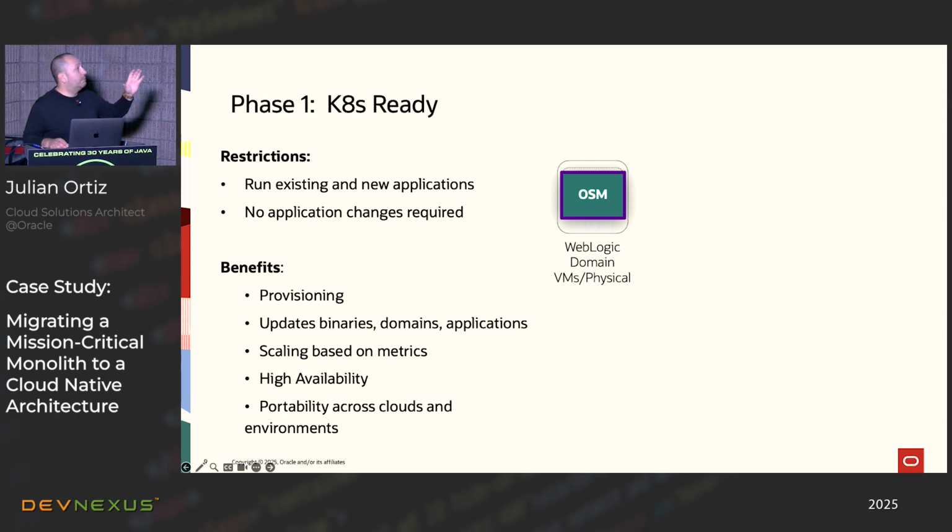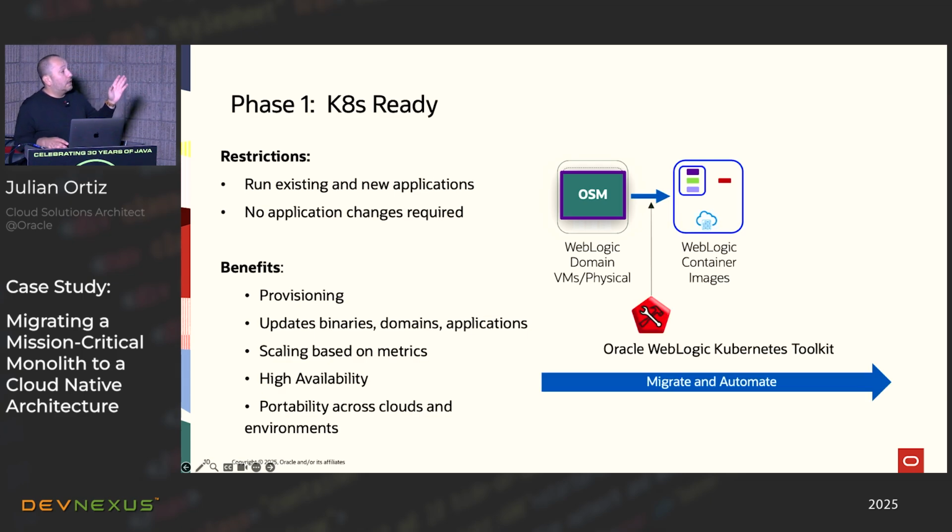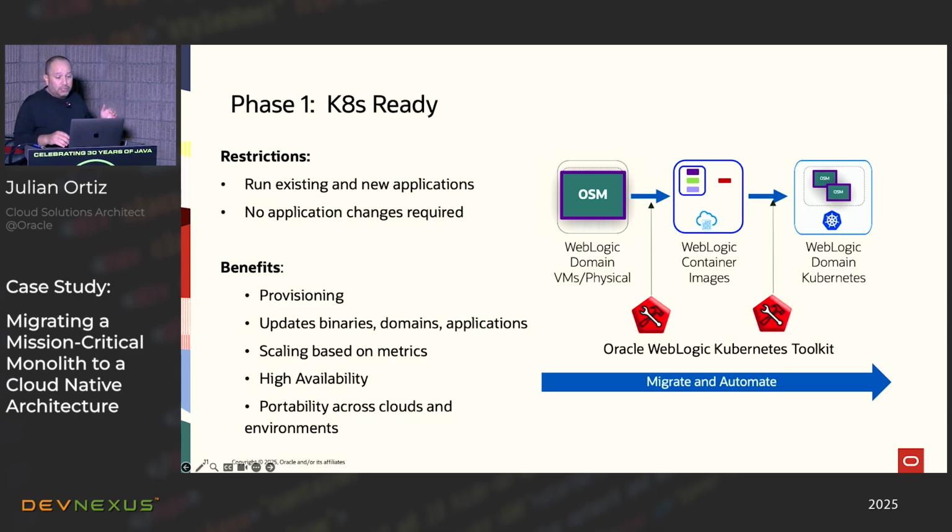So we took the WebLogic domain, which I showed you earlier how you deploy traditionally, and we used a Kubernetes toolkit that allowed us to take that application server and put it into containerized images. That way, once we released them, customers were able to pull those images down to their Kubernetes cluster, and we were able to see immediate benefits.